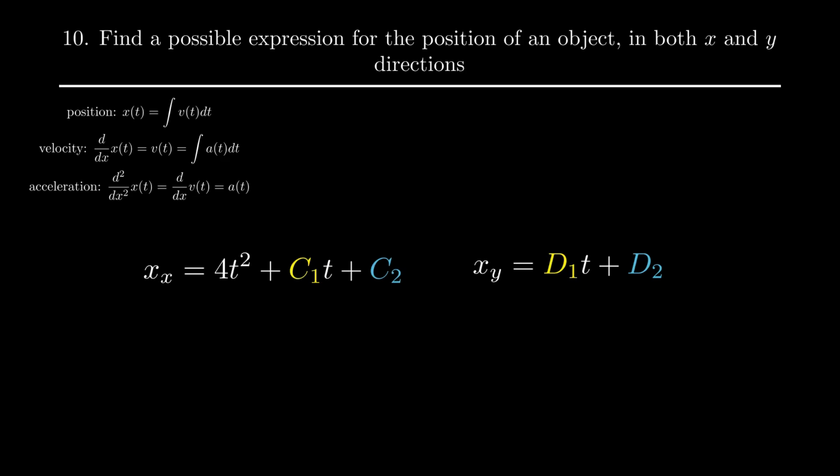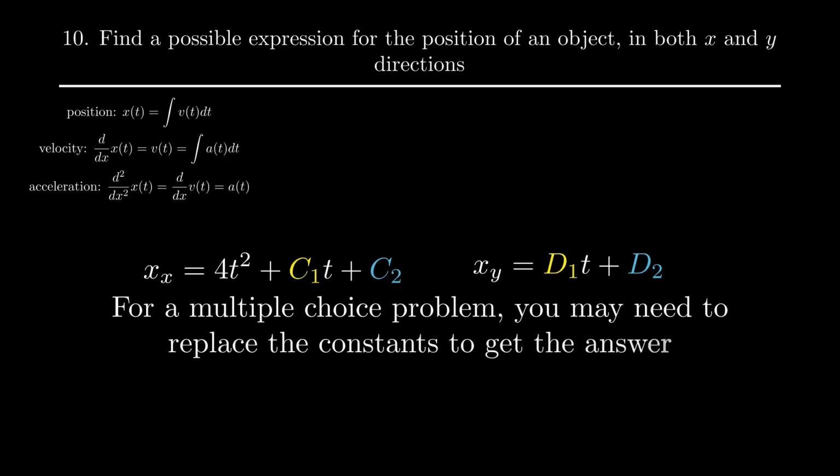Again, let me reiterate that integrating some constant is going to give us that constant times t, in this case c1 times t or d1 times t, and then because we integrated, we have to tack on another constant, in this case notated as c2 and d2. If you come across a problem like this that is a word problem, then this right here would be your answer. However, in the case of a multiple choice problem, you may have to substitute in certain values for your constants in order to find an answer choice that fits with one of the available selections.